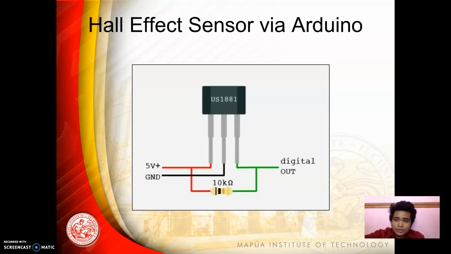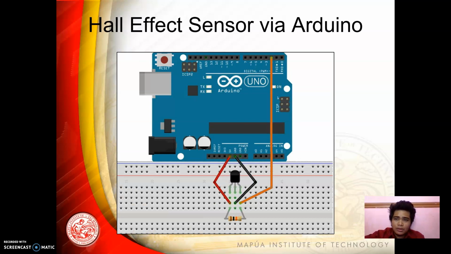The Hall effect sensor used is the US1881, and the other, which is not shown, is the non-latching sensor, the US5881. As shown in the connection, the VCC of the sensor is connected to Arduino's 5-volt power pin. The ground of the sensor is connected to the ground pin on the Arduino. The Vout or signal pin of the Hall effect sensor is connected to the Arduino's interrupt pin. Furthermore, a 10K resistor is connected between the VCC and Vout pins of the Hall effect sensor. This is done to pull the output of the Hall effect sensor to 5 volts.